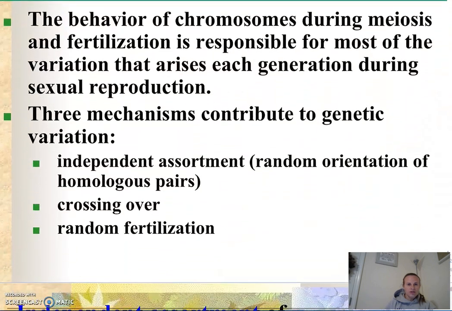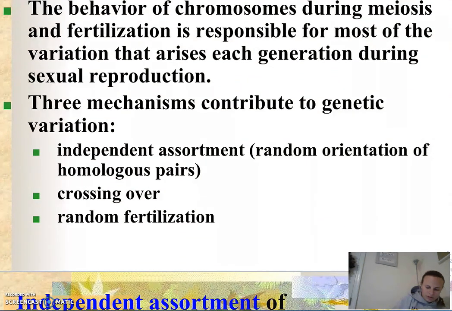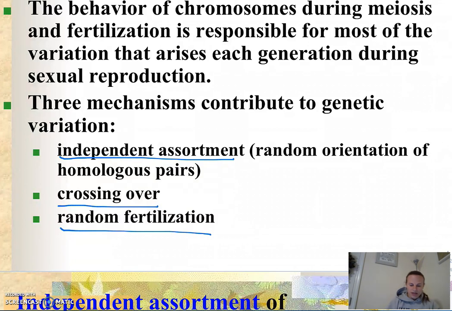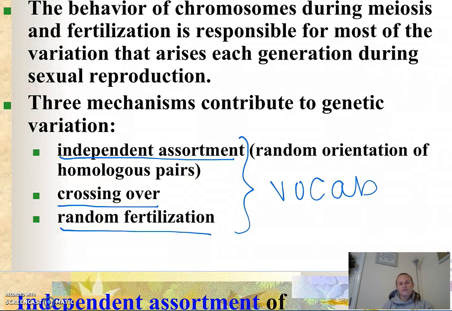The three major mechanisms that contribute to genetic variation are independent assortment, which is the random orientation of homologous pairs, crossing over, and random fertilization. These are our three vocabulary words for this video. So if you have not added those vocabulary words to your list, pause the video and do so.